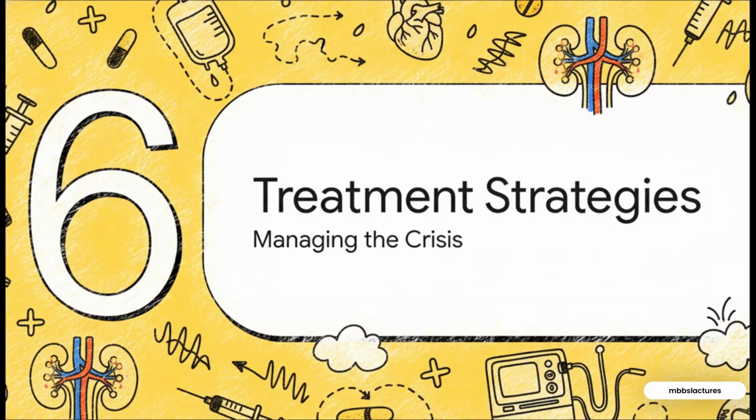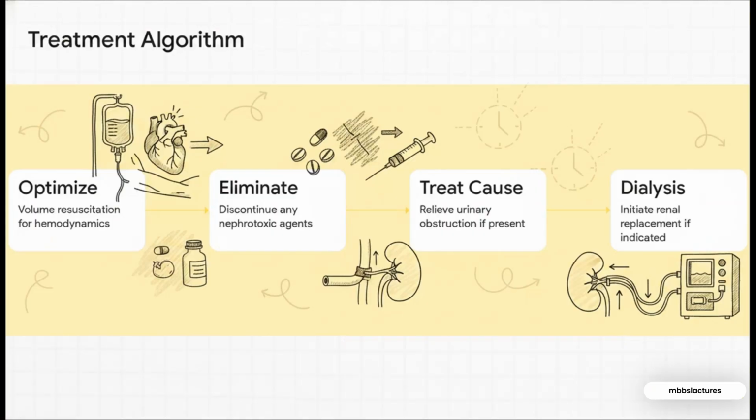All right, moving to our final section, Section 6, Evidence-based treatment strategies. Let's talk about managing the crisis with acute interventions and long-term strategies for these critically ill patients. Your treatment algorithm here is straightforward, but it is extremely time-sensitive. Step 1, rapidly optimize hemodynamics. If they're hypovolemic, give fluids. If they're in cardiogenic shock, you've got to fix the pump.